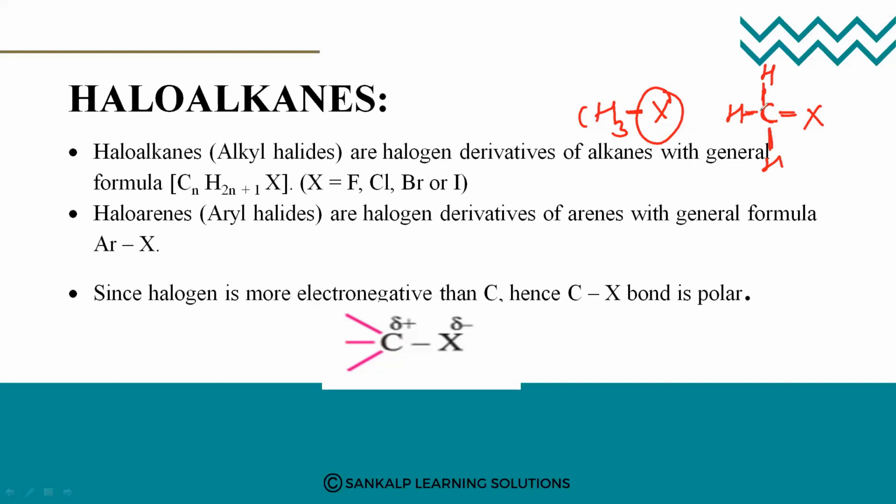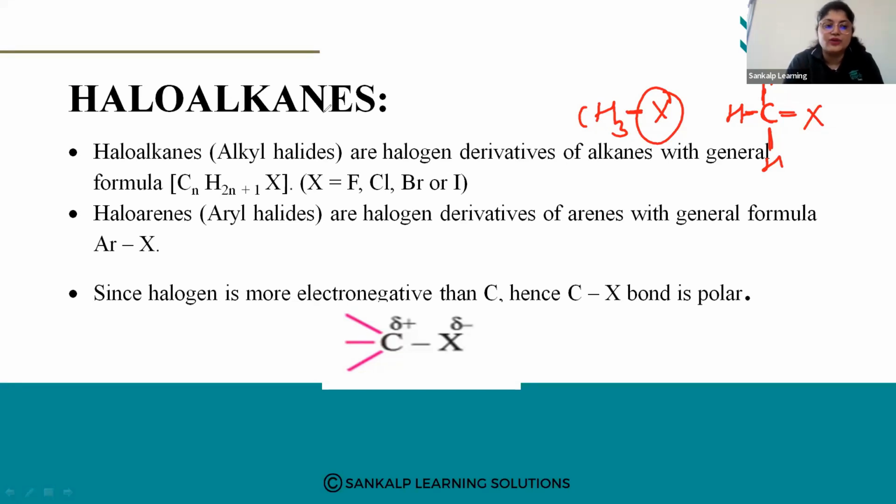Now the second term, haloarenes. What do you mean by haloarenes? Haloarenes are aryl halides. These are also halogen derivatives, but of aromatic hydrocarbons. Aromatic hydrocarbons involve the benzene system, in which one or more hydrogen atoms are replaced by halogen atoms.